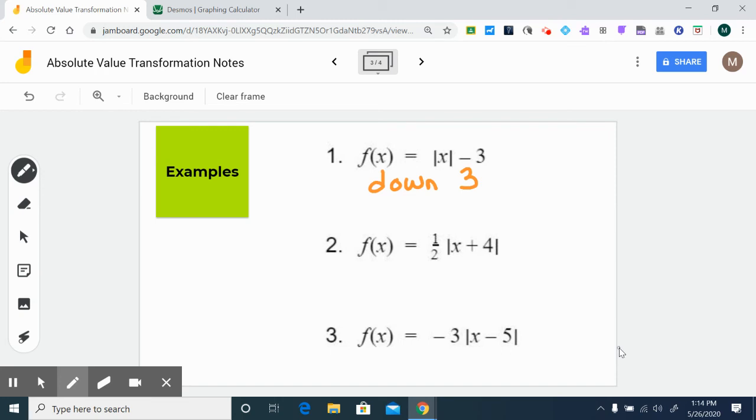Now number 2, we have 2 parameters. We have this a value, which means it's going to be a vertical shrink or compression, since that 1/2 is in between 0 and 1. And my x plus 4 is inside those grouping symbols, the absolute value symbols, which means it's an h value. Since it's x plus, if we look back to our other frame, x plus meant we were going to the left. So we are going to the left 4 units.